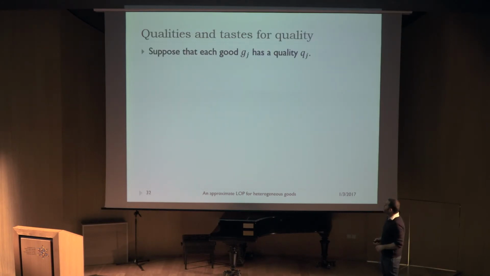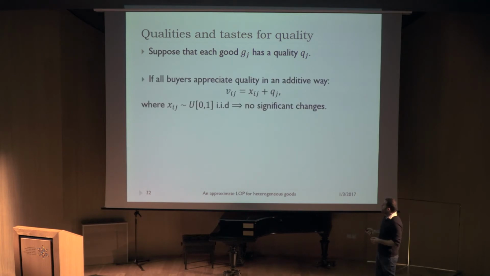Now, let me talk about what happens when we have complementarities between buyers and sellers. That relates to a question that was raised before in Nick's presentation. Up until now, I assumed independence, right? Everybody likes different goods differently, okay? But there could be good goods and bad goods, right? There could be high quality goods and low quality goods. And there could be different buyers that care less or more about quality.